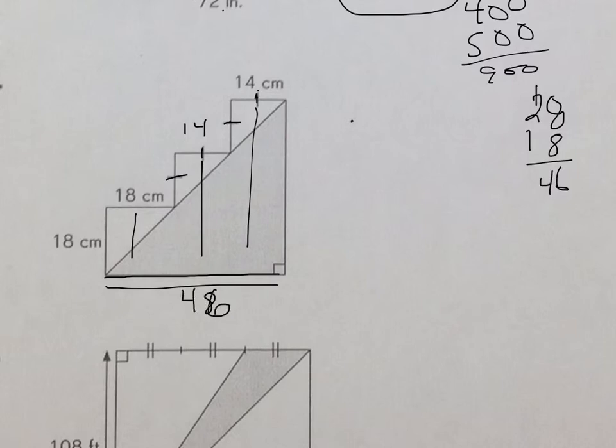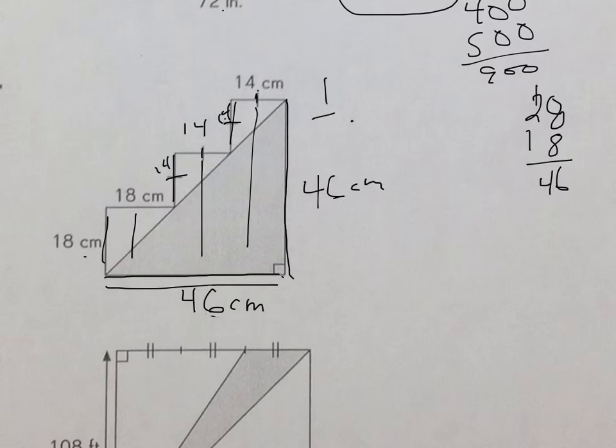Oops. I better make it neat. I always ask you guys to do it neat, so I too am going to do it neat. 46 centimeters. Now my height is from here to here. Oh, this I know is 14. This I know is 14, and that's 18. So it's 18 plus 14 plus 14, which is what I just did. So it's 46 centimeters. Okay, 1/2 times 46 times 46. And that will get me my area.